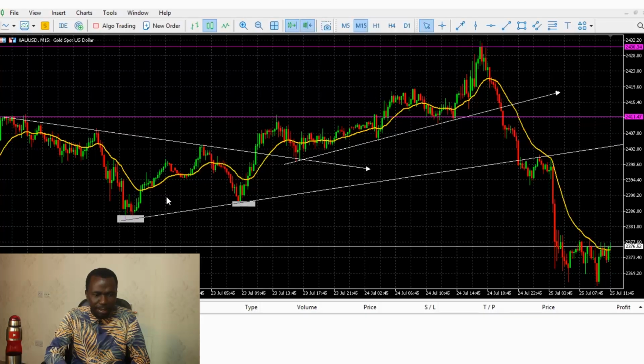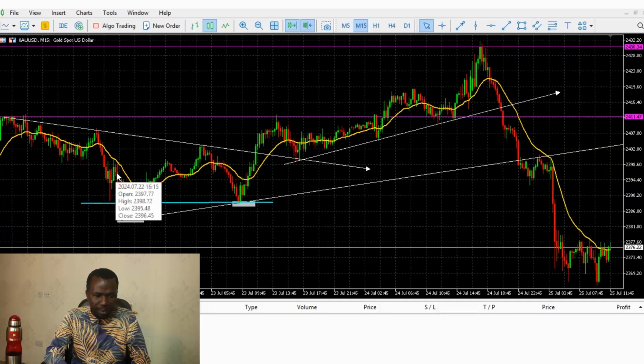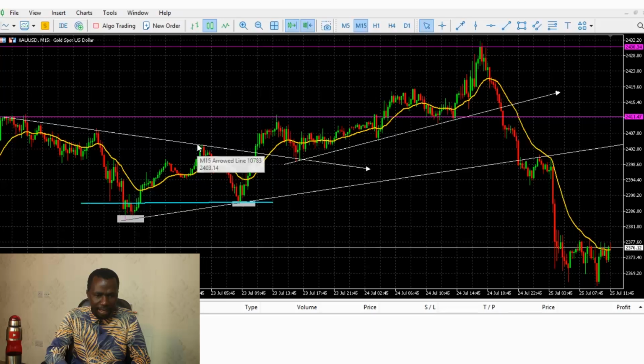So if you watch, you see that the lows are not the same. You can clearly see they are not equal, right? So you can see the price makes a low here, then makes a higher high here, and then makes a higher low. So this low is not equal with this low, right?